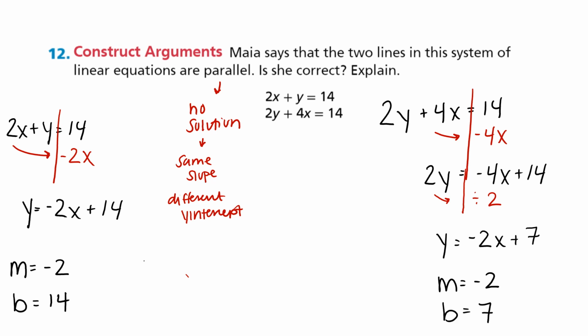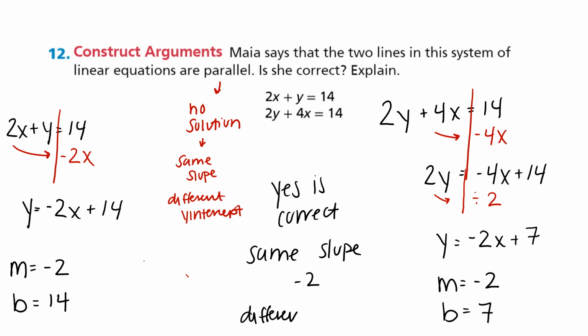So we can say that yes, Maya is correct because they have the same slope, negative 2, but they have different y-intercepts, 14 and 7.